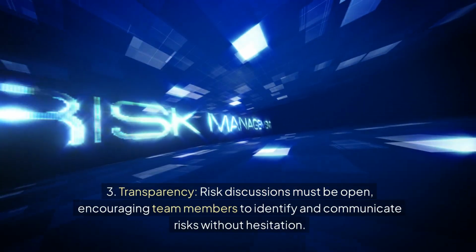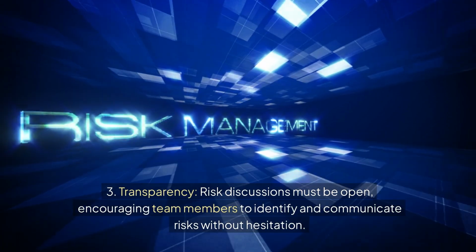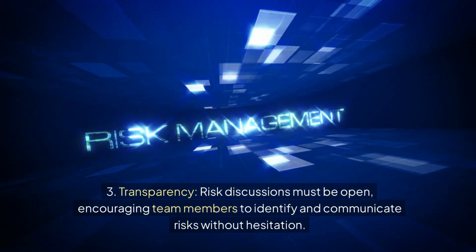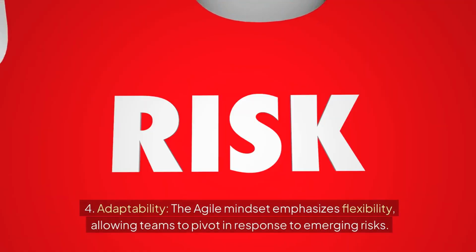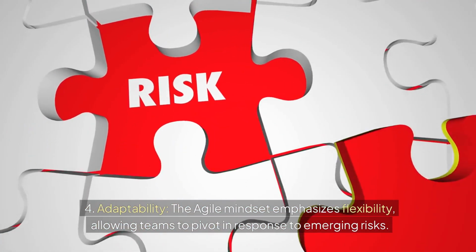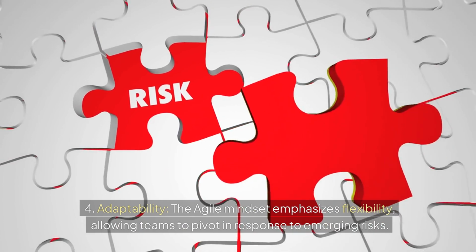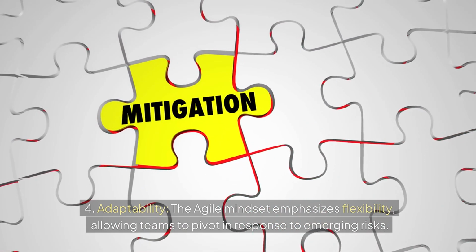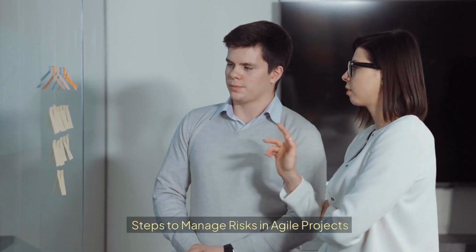3. Transparency. Risk discussions must be open, encouraging team members to identify and communicate risks without hesitation. 4. Adaptability. The Agile mindset emphasizes flexibility, allowing teams to pivot in response to emerging risks. Steps to manage risks in Agile projects.